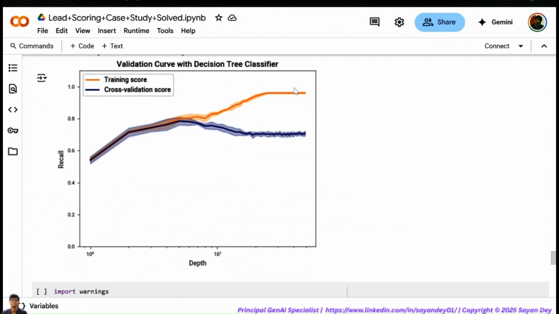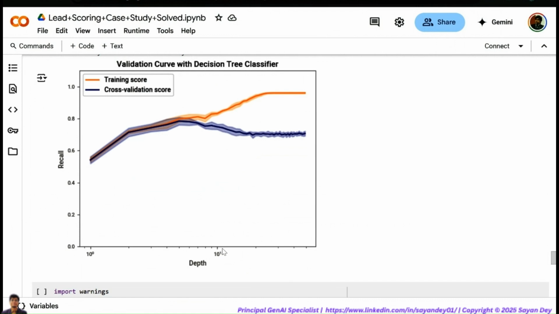I think the good fit zone is coming somewhere around here. When depth is equal to 6 or 7, this is where the cross validation score is coming out to be the highest. The overall testing accuracy, or the validation accuracy, is the highest somewhere around here, about 80%. So this is where we can say that we have the best model. The depth of 6 or 7 is ideal.